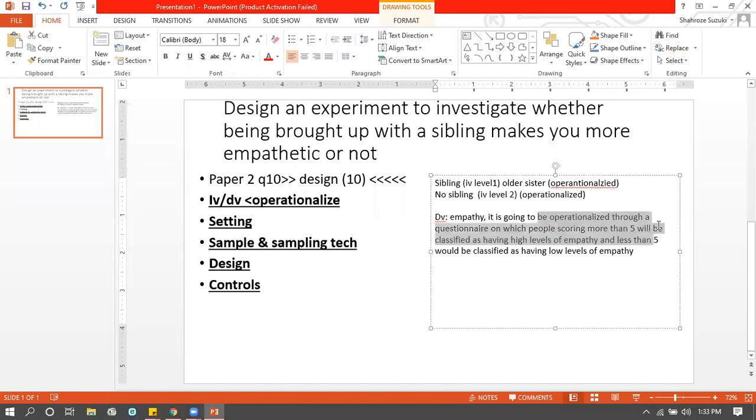Here, a questionnaire on which people scoring more than 5 are going to have high levels of empathy, less than 5 are going to have low levels of empathy. So I'm going to say that on a questionnaire, people with more than 5 have high empathy, less than 5 low empathy. And that's how I make it measurable. I'm going to use a questionnaire to quantify a concept.